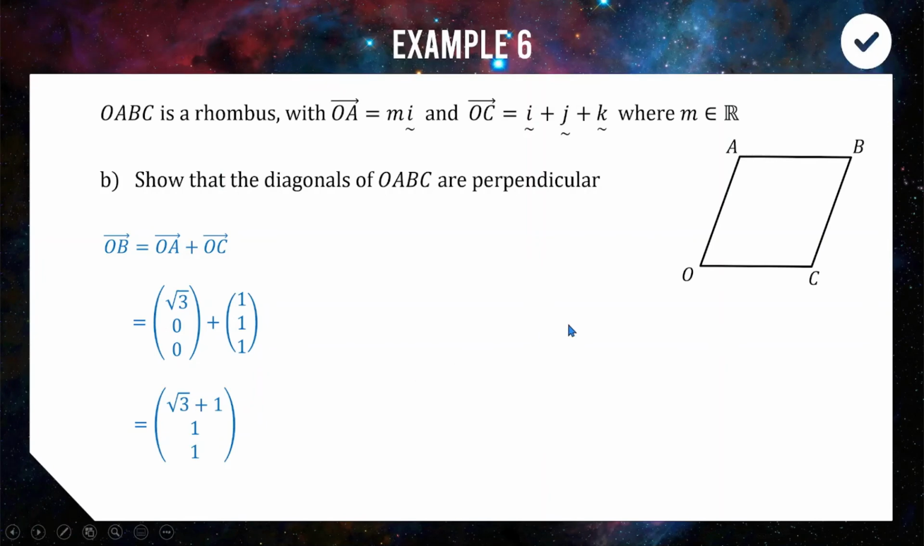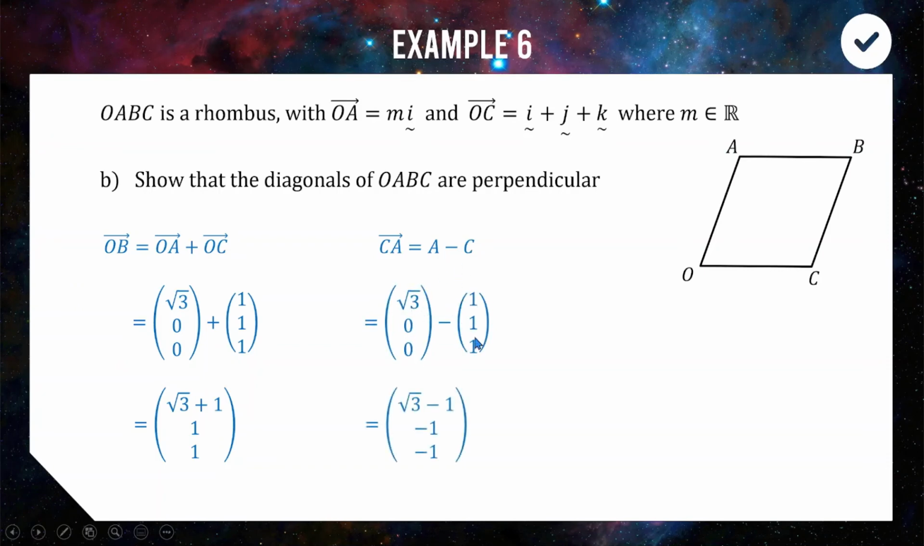Okay, now we'll find the vector from this diagonal here, from A to C. We can do that, or we can do CA, same thing. So vector CA will do point A, take away point C. So A again is root 3, 0, 0, and C is still 1, 1, 1. This gives us the vector root 3 minus 1, minus 1, minus 1.